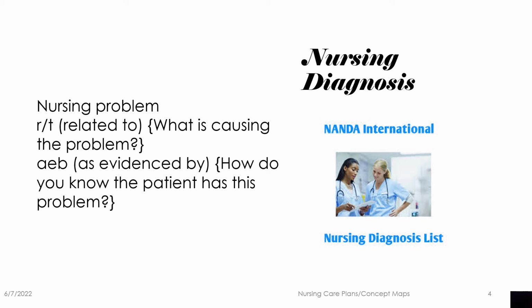Finally, as evidenced by, tells you how you know the problem exists. Go back to the fluid and electrolyte imbalance problem. If the related to is vomiting, your as evidenced by is patient had 2 episodes of emesis measuring a total of 400 milliliters of green fluid this shift. Your AEB sets up your goal. I'll talk about that in the next slide.